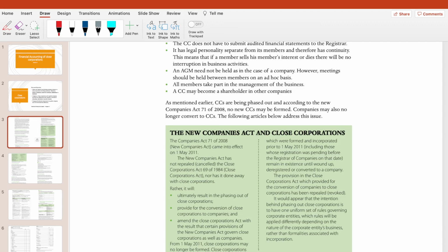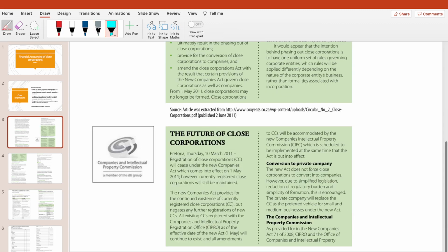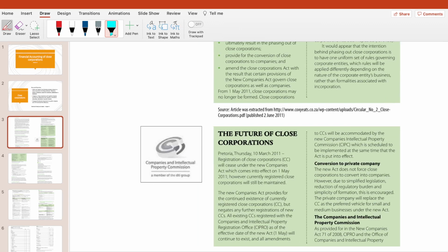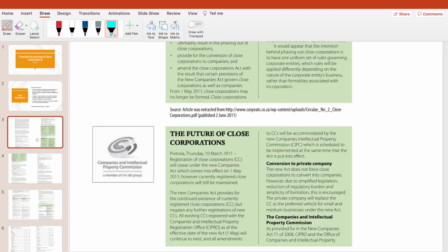and the CC may become a shareholder in other companies as well. Now, here you can just read that this is the New Companies Act, and closed corporations, and there's also the future of closed corporations. So this will then be page 220 that we've mentioned over there.